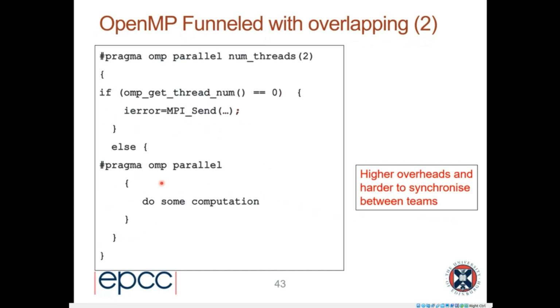Well, actually you can in OpenMP say, I want to do this on 2 threads, so one thread does this part, one thread does another part, and this is called using teams, and you can parallelize within the second team. This is quite a difficult thing to get to work, and it's a lot of overhead on the OpenMP library.